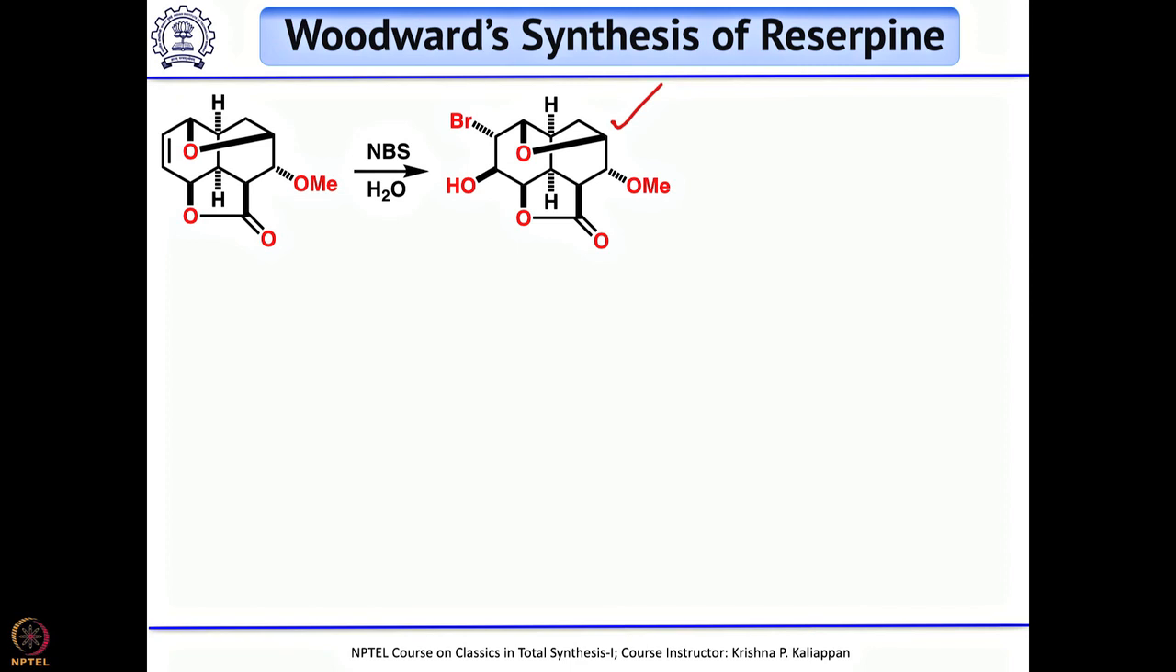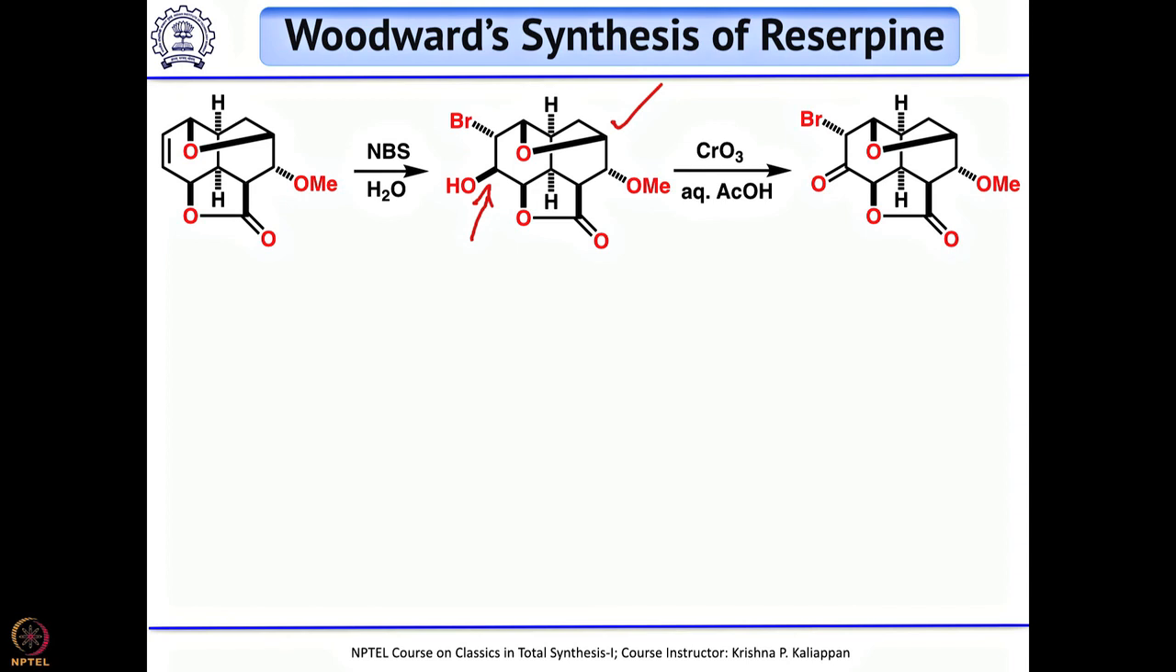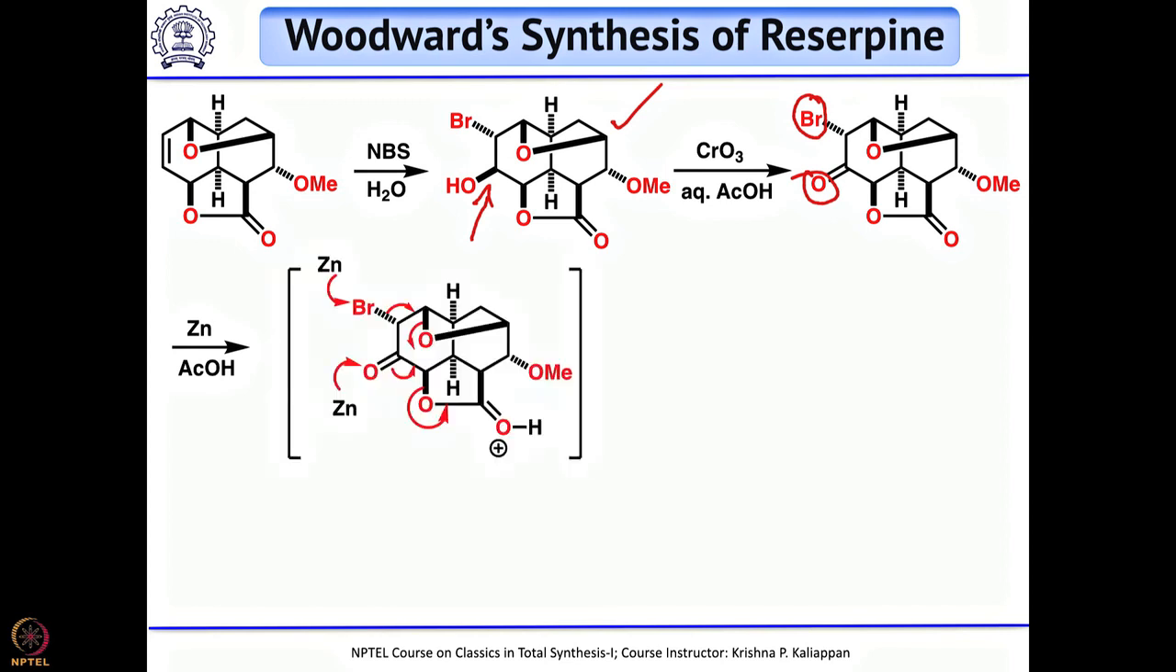Now, if you oxidize the secondary alcohol using chromium trioxide in aqueous acetic acid, you get the keto compound. Here, he did another very interesting reaction to get the precursor for the total synthesis of reserpine. The key reaction is, you have a bromine and you have a carbonyl group. He treated with zinc acetic acid, which is known to give one electron. First it opened the cyclic ether. At the same time, it also opened the lactone, starting with donating an electron to the carbonyl group.